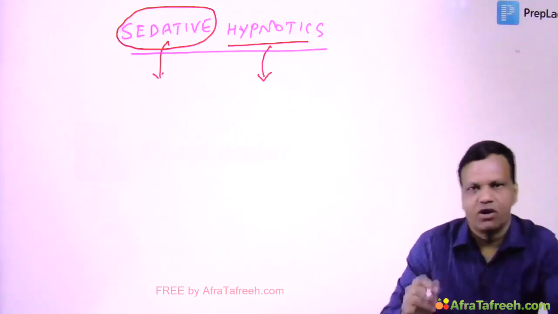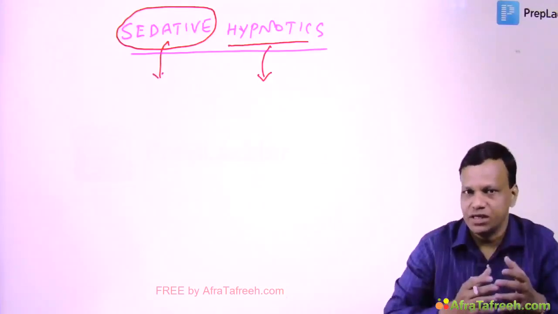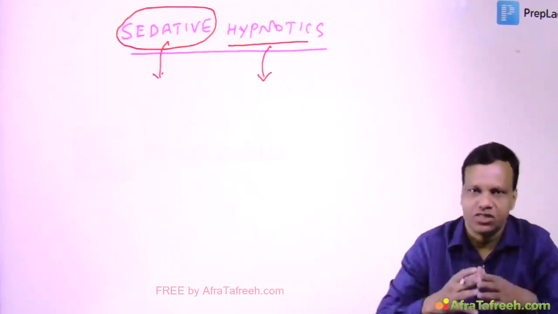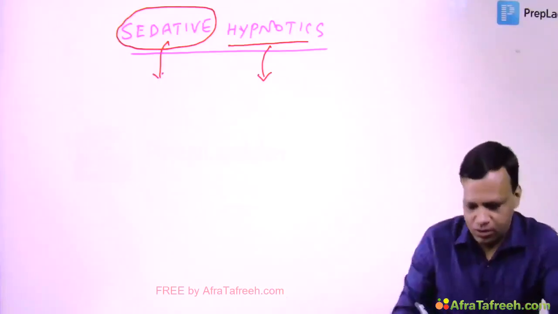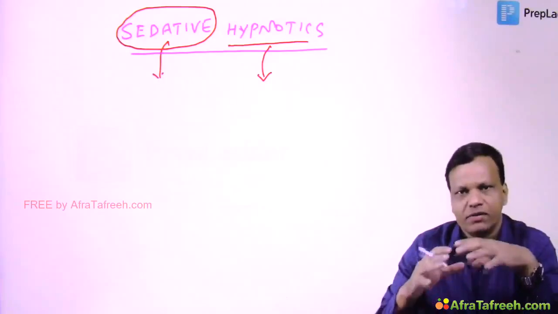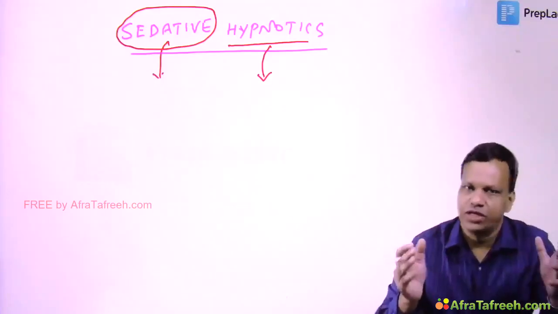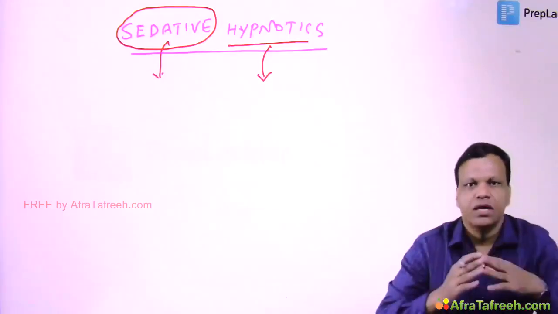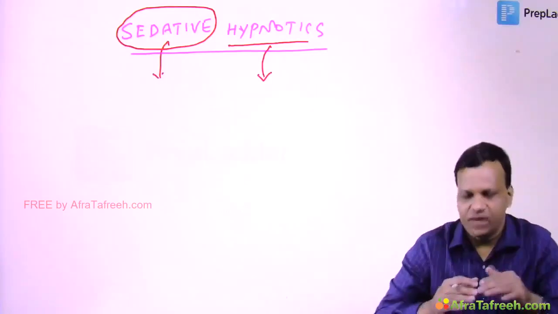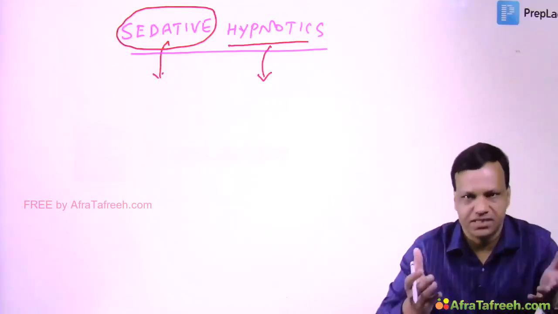That means sedative hypnotic is the same drug. If we give in lower doses, it will produce sedation. If we increase the dose, it may produce hypnosis or sleep. Clear? So for understanding this, first we need to know how we can produce the sedation or sleep. What we need to do? We need to depress the brain, obviously. So if we depress the brain, we can produce sedation or sleep. That means the drugs are CNS depressants.